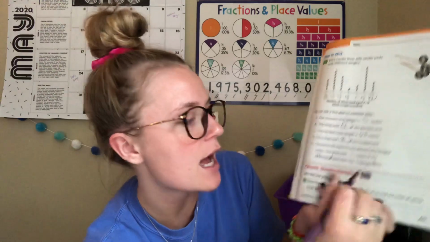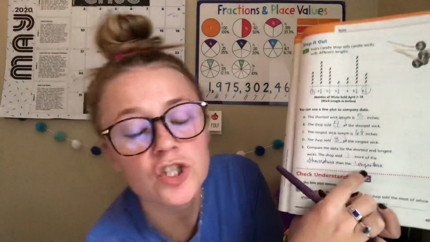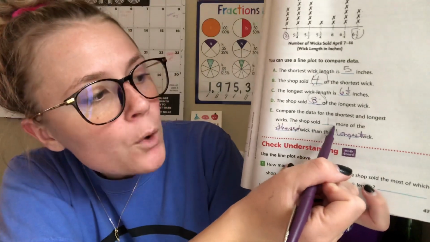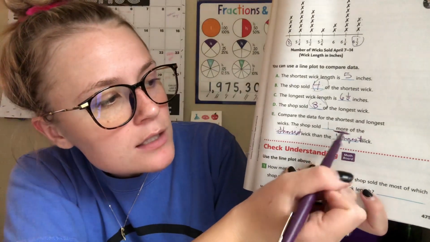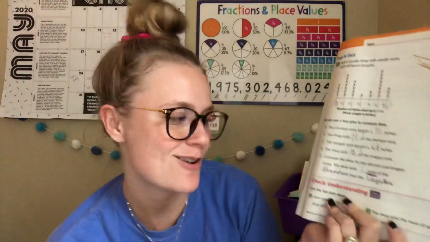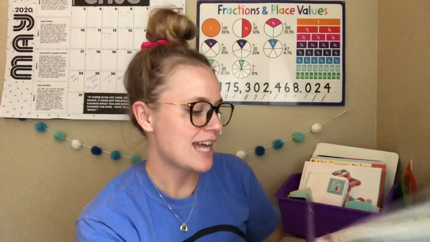How do I know it's not longest than shortest? Well, because of this word right here, 1 more. So 1 more of the shortest. We have more short wicks than we do long wicks. Okay, so kind of an interesting way to represent data. A little more different than the picture graphs and bar graphs.